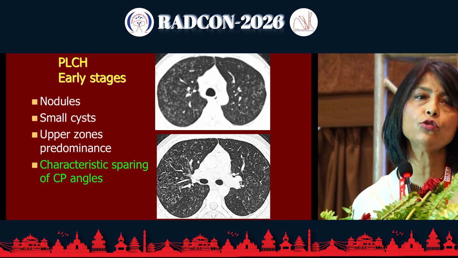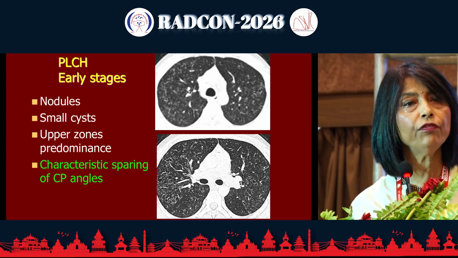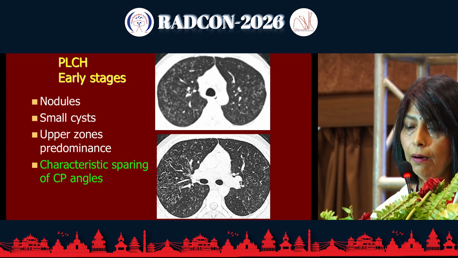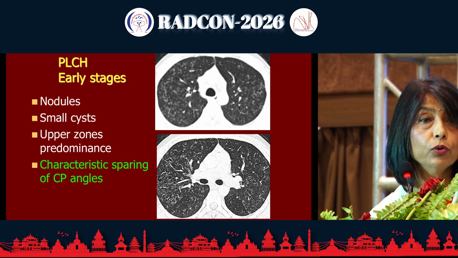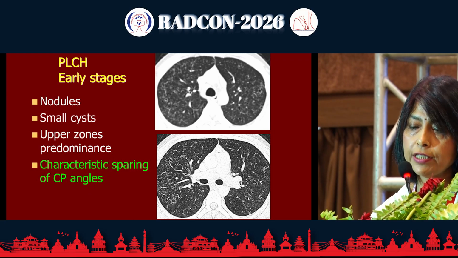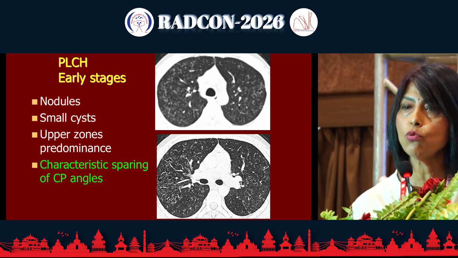Not in the serum, this one is in the bowel. You do the CD1A counts, and if they are more than 10%, they are taken as supportive evidence in the bowel. And initially in PLCH, you can have nodules. What is one characteristic sign? Sparing of CP angles. And this is for the standard question if you need to answer.